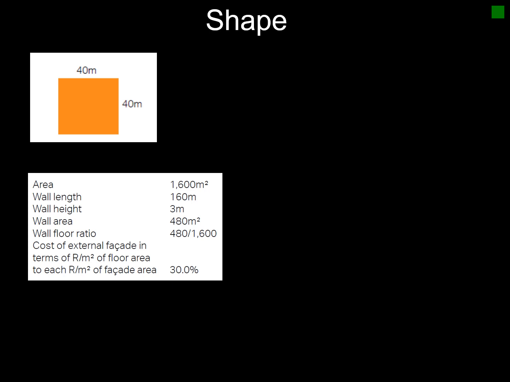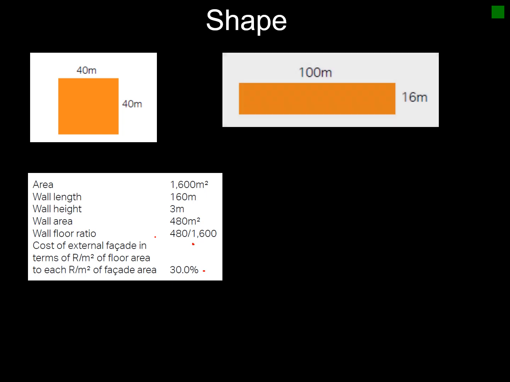The wall length is 160 meters, the wall height is 3 meters, the wall area is thus 480 squares, and then you've got your floor ratio of 480 squares over 1,600 squares, and you could calculate the cost of the external facade in terms of the rand per square meter of the floor area based on this. So it works out at roughly 30% of your cost.